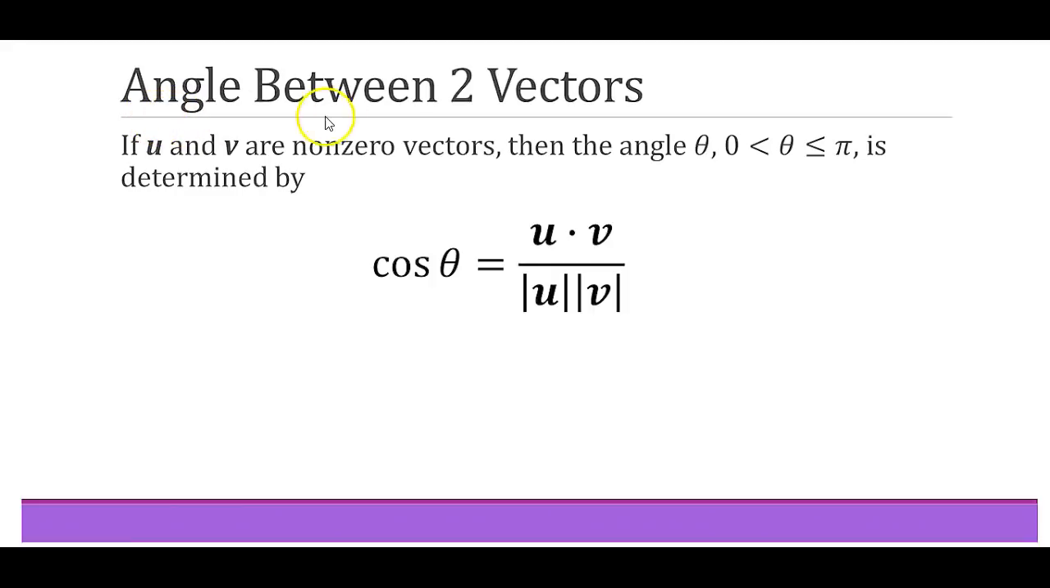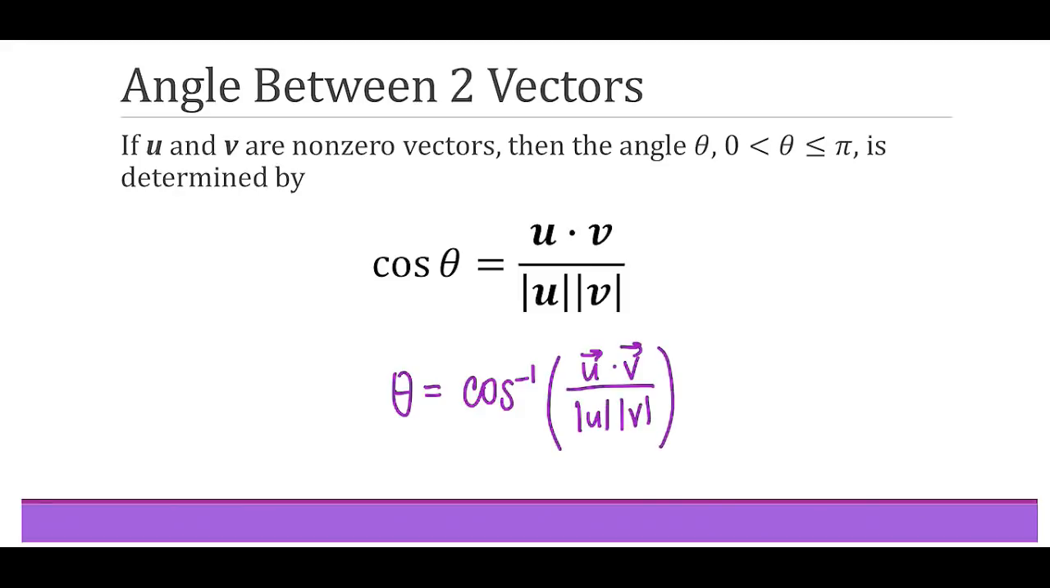And now we look at the angle between two vectors. So if u and v are non-zero vectors, then the angle theta, where theta is between 0 and pi, is determined by this formula. So cosine of theta is equal to u dot v over the magnitude of u times the magnitude of v. Or we could also just think about this as theta, the angle between the two vectors, is cosine inverse of u dot v over the magnitude of u times the magnitude of v.